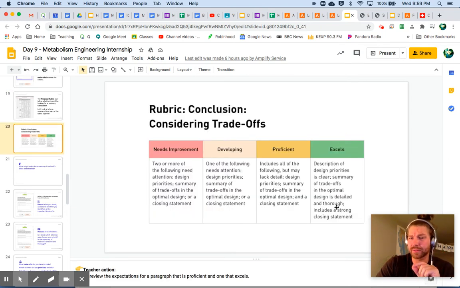Here we go, over here in the Excels column. Description of design priorities is clear. What were your priorities? That's what it wants. Summary of trade-offs and the optimal design is detailed and thorough. Yeah, that description of trade-offs: what did you sacrifice in order to meet your goals and to focus on your priorities? It includes a strong closing statement. What should my closing statement say? Well, it should summarize the whole thing and say why you're the best human being in the world, or why your bar is the one that they should go with.